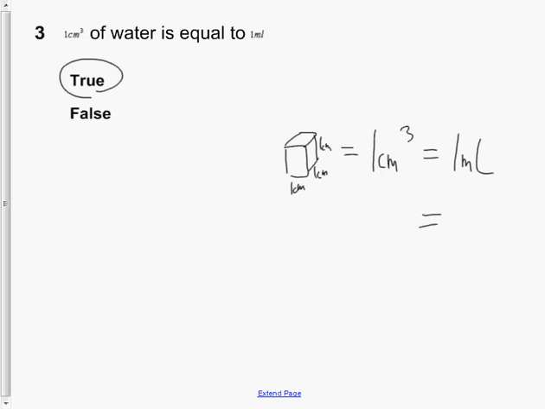Okay? And just as a side fact, the mass of 1 milliliter of water is where we get the unit a gram. A gram comes from the mass of 1 milliliter of water.